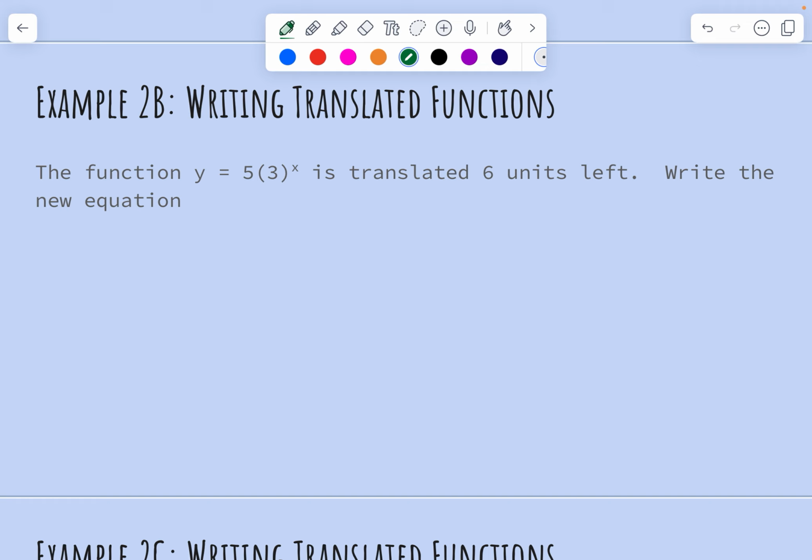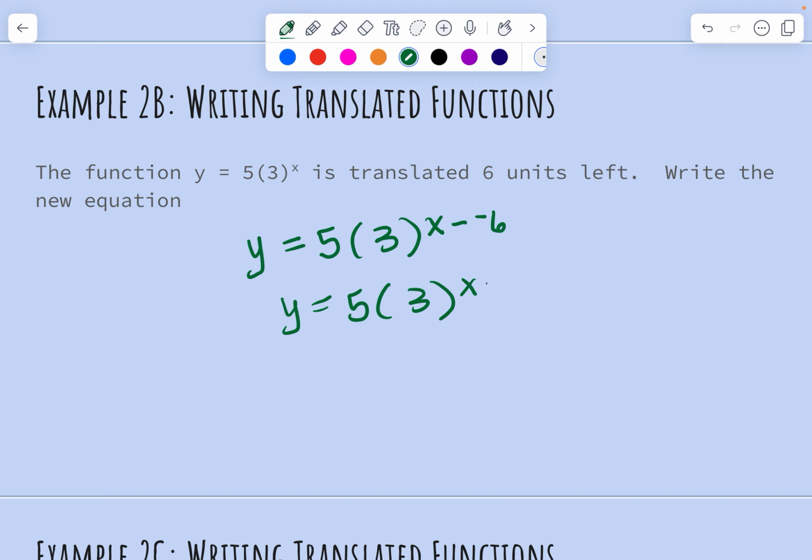y equals 5 times 3 to the x is translated 6 units left. Write the new equation. So 5 times 3 to the power of x, but now it's moving 6 units left. So subtract negative 6, which is the same as saying y equals 5 times 3 to the x plus 6 power.